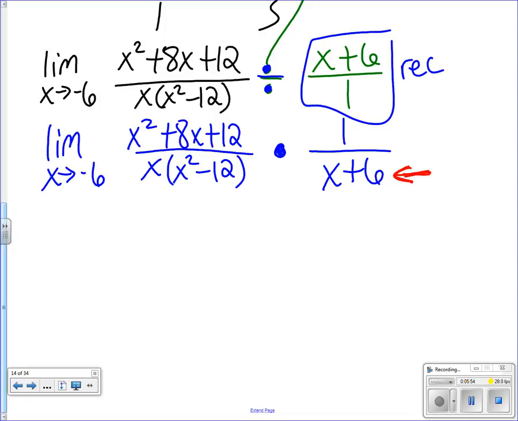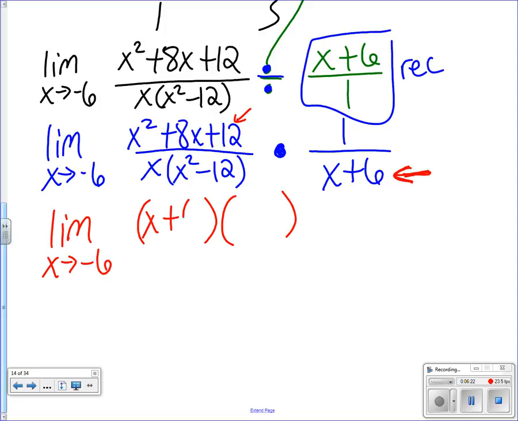Instead, what we can do is factor this one on top, that x squared plus 8x plus 12. And this actually is factorable. Now, a lot of times the nice thing as you're doing these limits is if you're trying to cancel something like that, and I'm also trying to factor, I probably have a pretty good idea that that factor is going to be the thing that I'm canceling. So as I'm factoring, I already have the idea that this is just x plus 6.